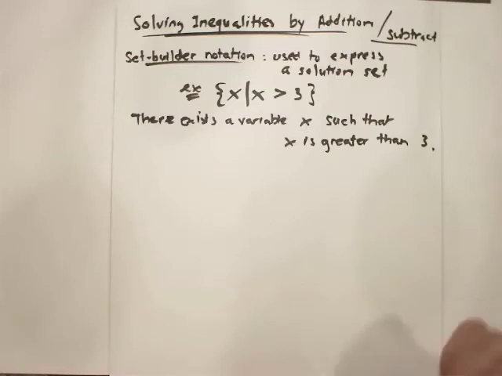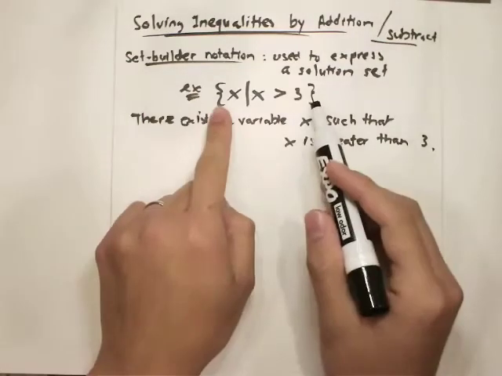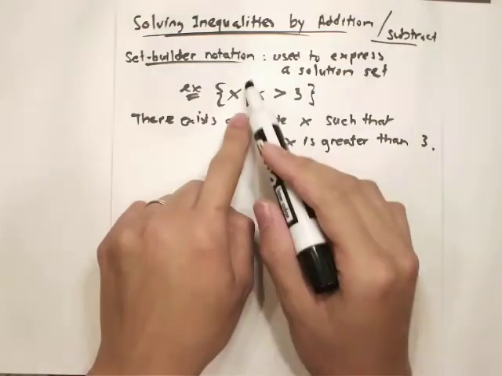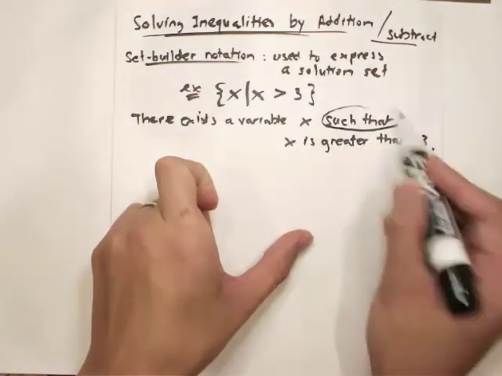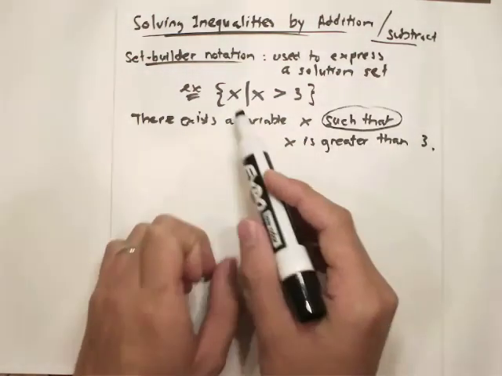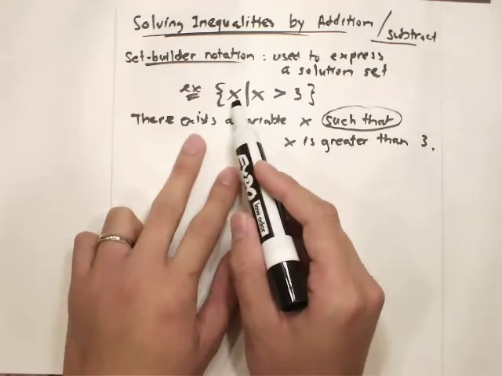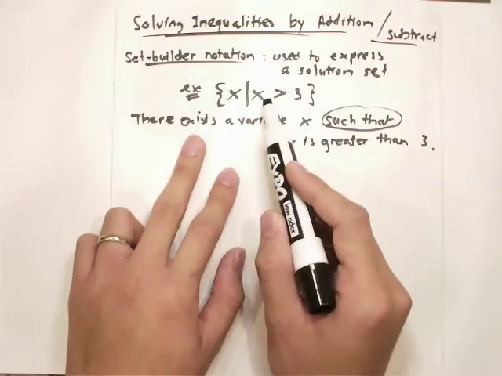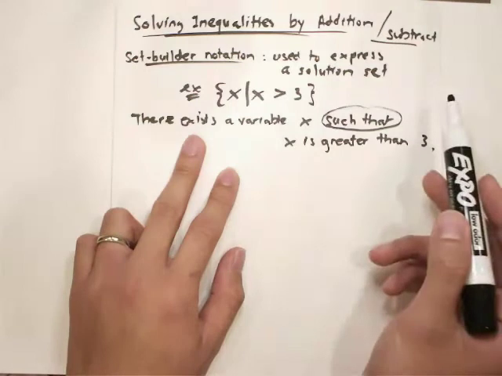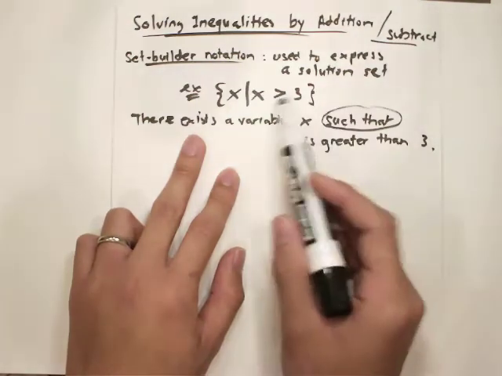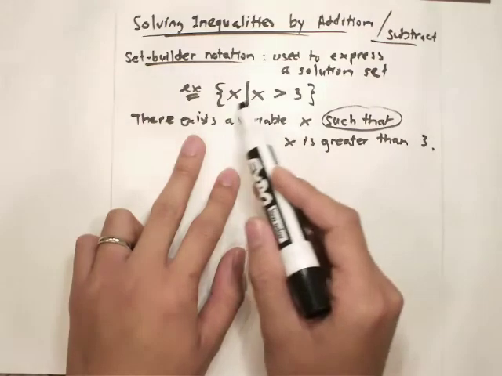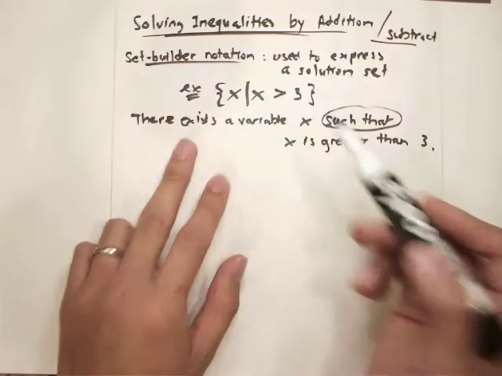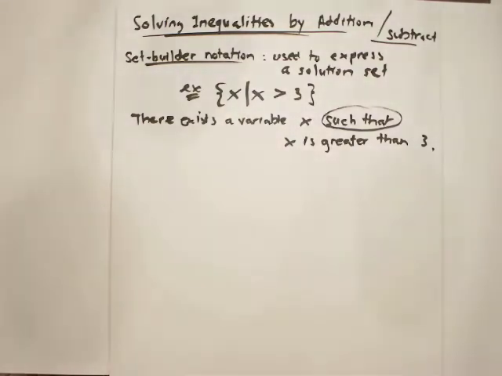solution set. Okay, it has the braces outside, and of course this symbol right here, this bar, is to represent the words such that. So when you say it, it means there exists a variable x such that x is greater than 3. So that means your solution is going to be anything that is bigger than 3. Okay, so that's what we call a set builder notation, and this is what it looks like, and I want you to be able to use this every single time when you try to express your solution set.